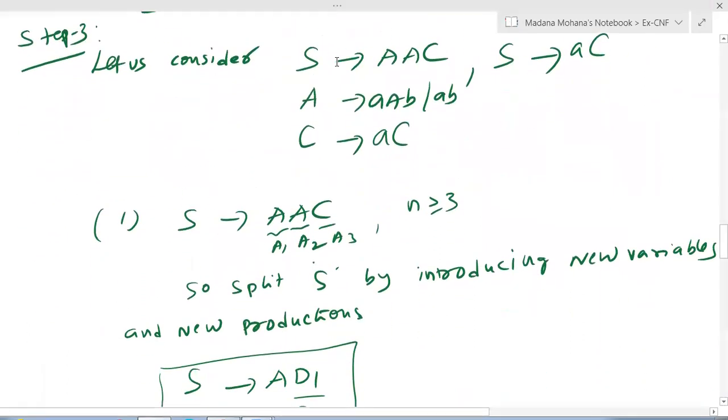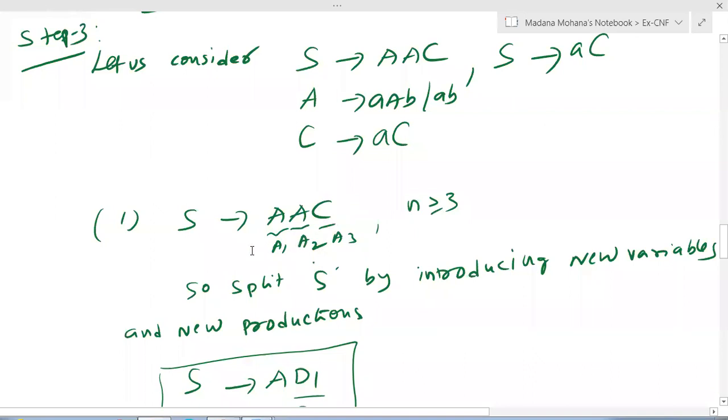Then coming to step 3, here you have to consider the non-CNF productions, then apply step 3 and step 4, whichever are applicable. Now we have considered S derives AAC, S derives AC, A derives AAB or AB, then C derives AC. Now take them one by one. First, S derives AAC, which is in the form of step 3, that is n greater than or equal to 3, more than 2 variables.